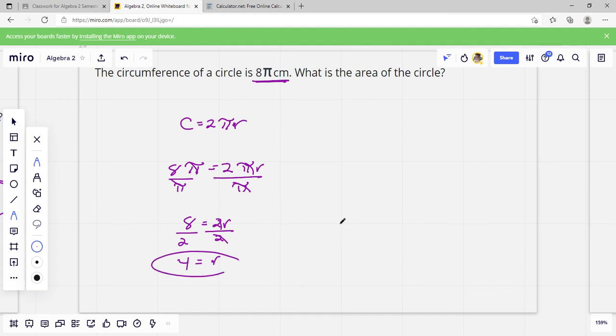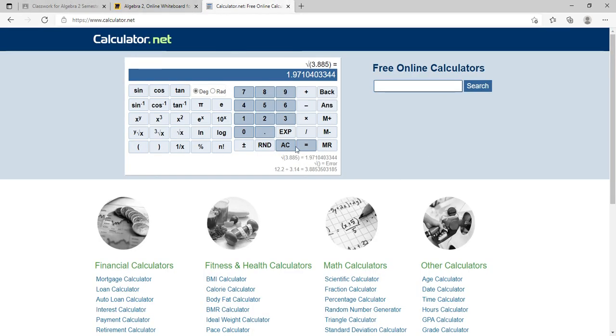Okay, so now we know what the radius is, but we need to find the area of the circle. Okay, so area equals pi r squared, right? And now we know what our r is, so we can figure that out. So area equals 3.14 times r, which is 4 squared. 4 squared is 16. So we can go over to our calculator and we can say 16 times pi.